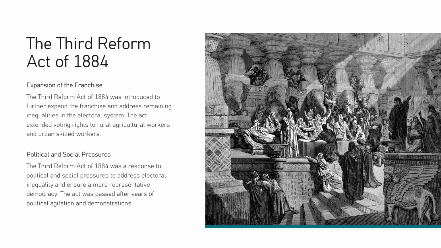The Third Reform Act of 1884. Expansion of the franchise. The Third Reform Act of 1884 was introduced to further expand the franchise and address remaining inequalities in the electoral system. The act extended voting rights to rural agricultural workers and urban skilled workers. Political and social pressures. The Third Reform Act of 1884 was a response to political and social pressures to address electoral inequality and ensure a more representative democracy. The act was passed after years of political agitation and demonstrations.